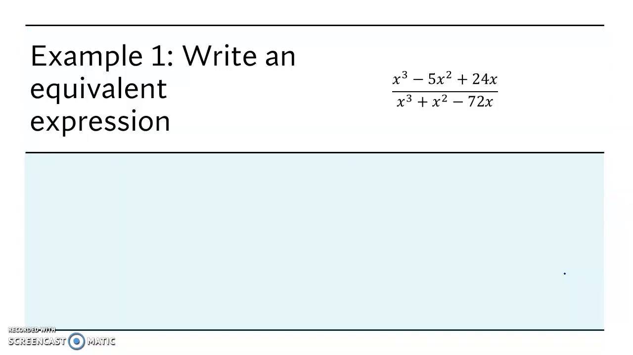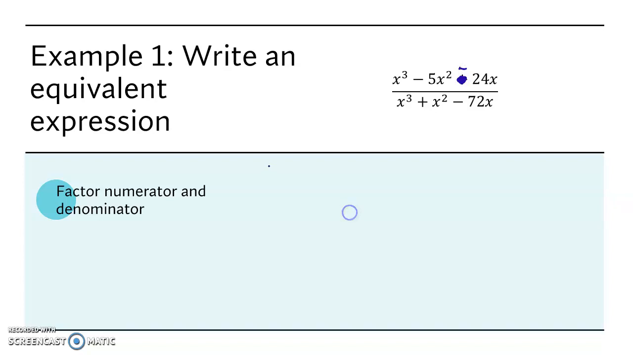All right, so our first example, we're going to write an equivalent expression. We're also going to say the domain of that expression. So the first thing we're going to do is factor the numerator and the denominator. All of our factoring skills that we've done so far are going to come into play. I just want you to know that there is a typo on my notes here. The typo is not on your note sheet, but there is a typo on my notes.